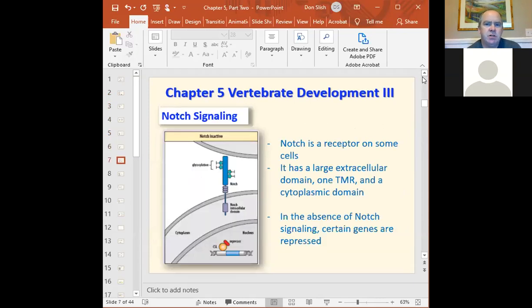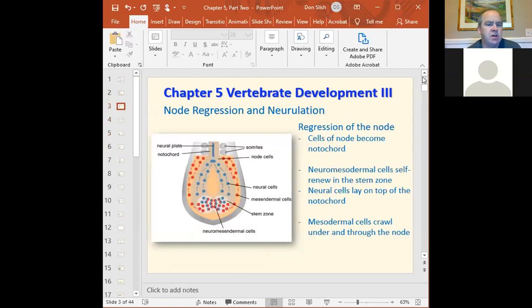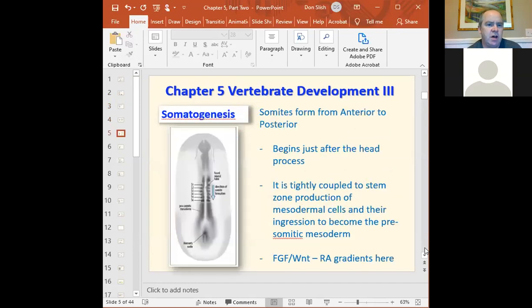Okay, so backing up to slide 3, that's what's going on here. The cells are being made at the front of the node, coming around and diving in, because they're mesenchymal cells and they can move, and they go in and form the somites and part of the nodal cord as well.